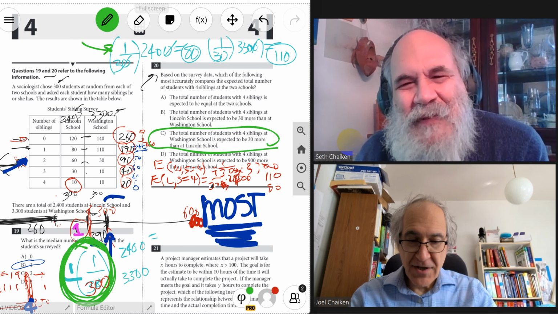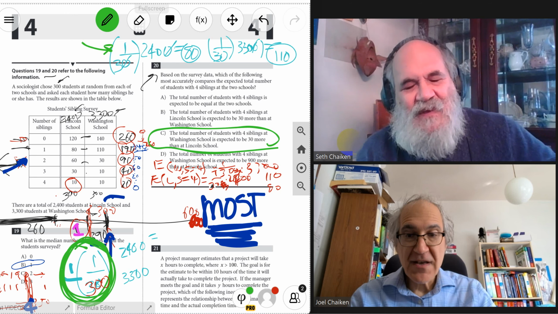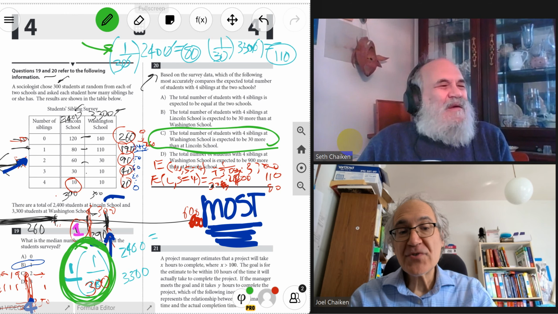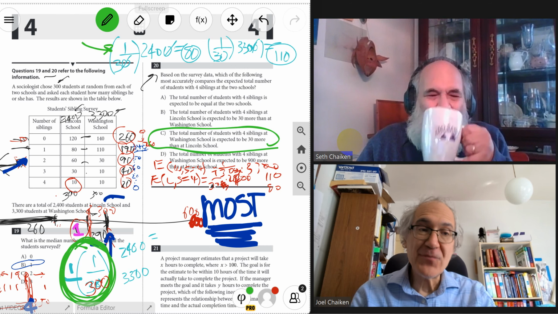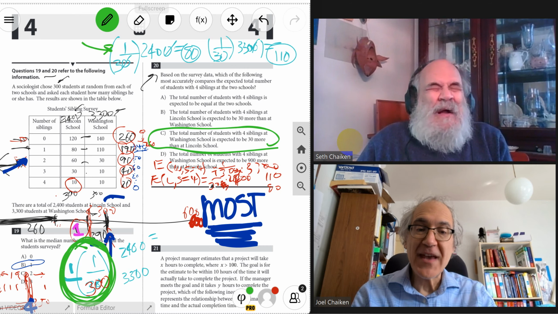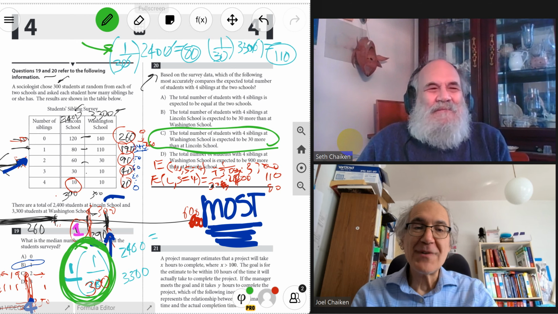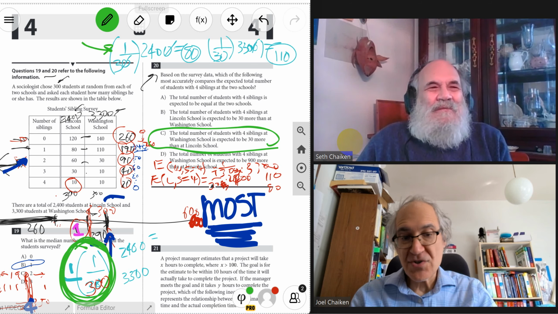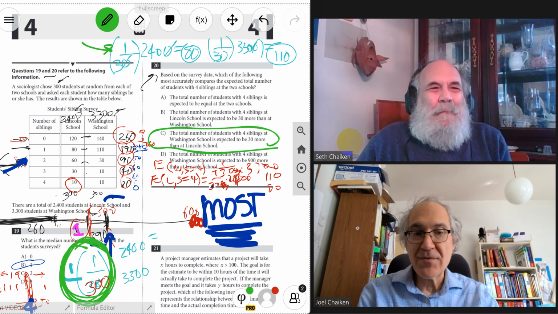Basically, you're extrapolating from the sample. 1 out of every 30 kids is a 4-person family. If you have 2,400 kids, and 1 out of 30 of them is a 4-person family, that means you have 80 kids that have a 4. The prediction is that you will have about 80 kids. And similarly, if 1 out of 30 of a 3,300 person school has 4 kids, then you extrapolate out to 3,300.